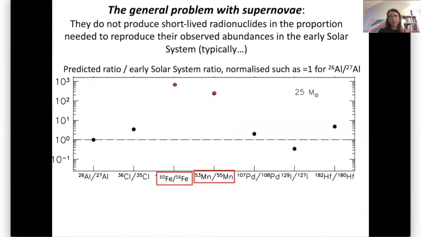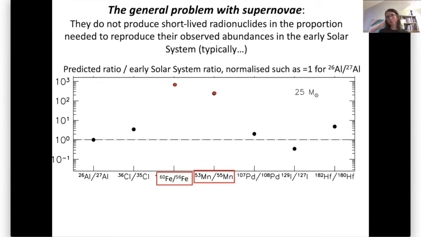But every supernova model comes with a big problem, because I'm focusing on aluminum-26, but we need to be careful because it's not the only radioactive nucleus that we have in the early solar system. These are, I put in red here, two other famous ones, especially iron-60. It's another famous radioactive nucleus. It's also a heat source, by the way. And manganese-53 is very well known to have been present in the early solar system.